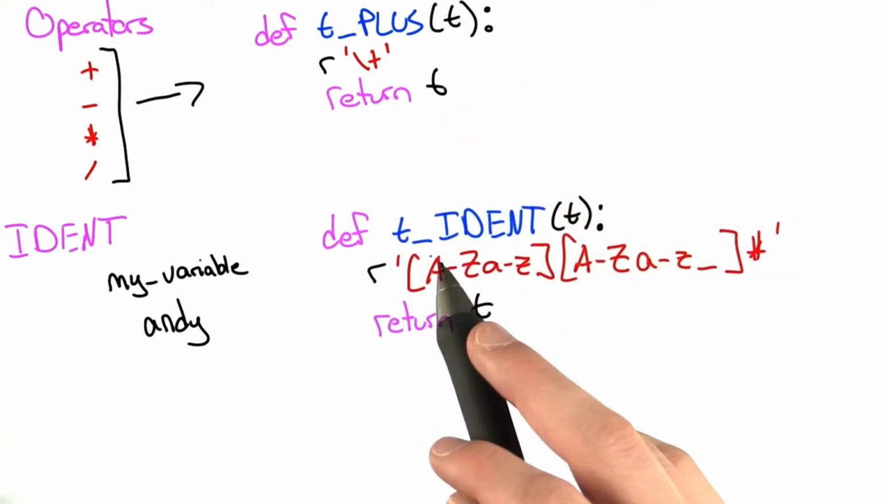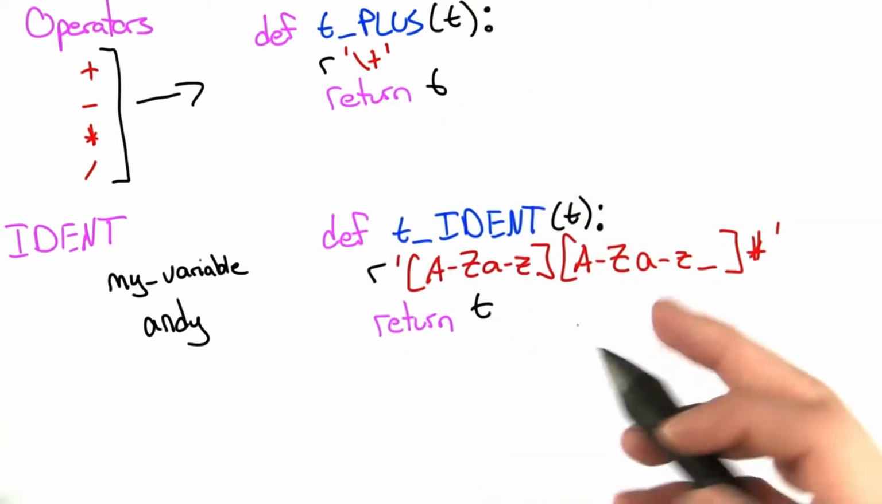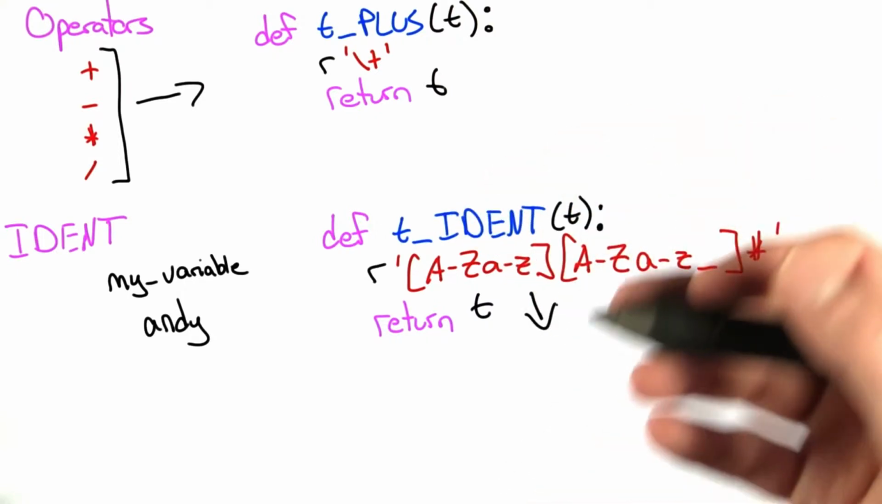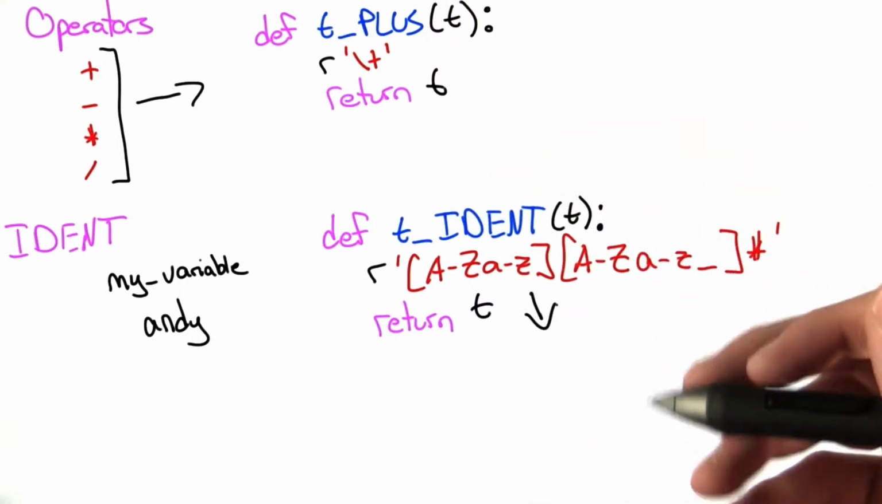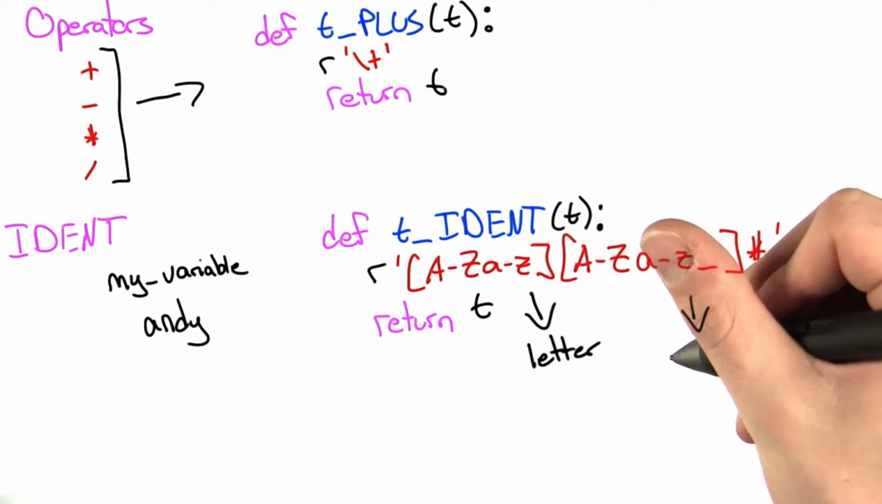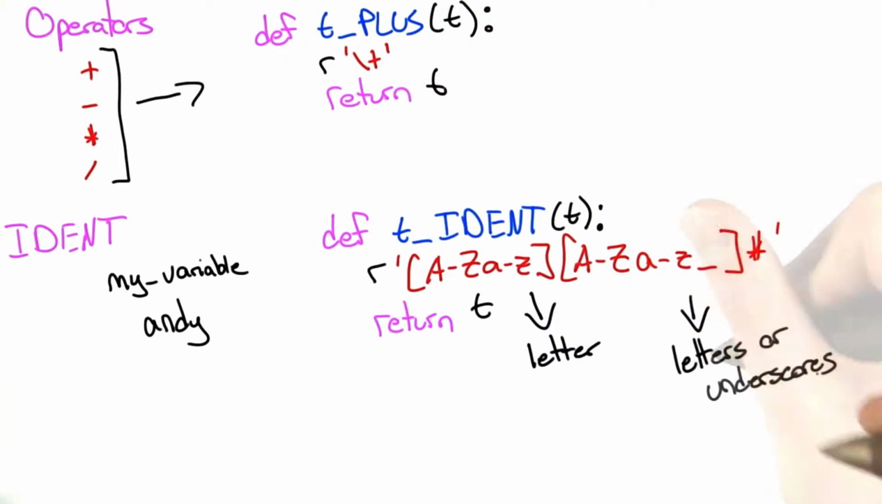Here I have a function, t_ident, and the regular expression is pretty simple. The first character, and it has to be at least one character because it's a non-empty string, is just going to be some letter. And then we're going to be followed by 0 or more letters or underscores.